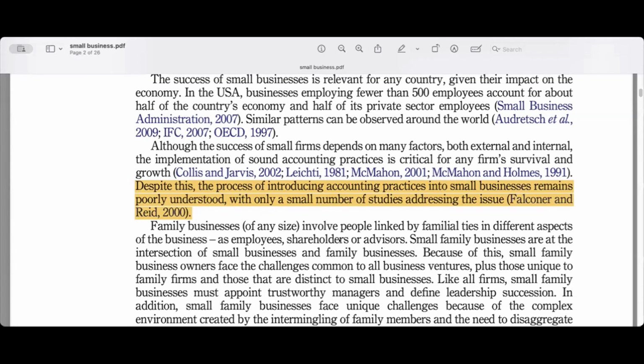And accounting practices in small business also matter more, but we don't know much about that. So he's pointing out what we call a gap. And I say we do a literature review to find out gaps in the literature. But how did he write this one? He also did the reading.